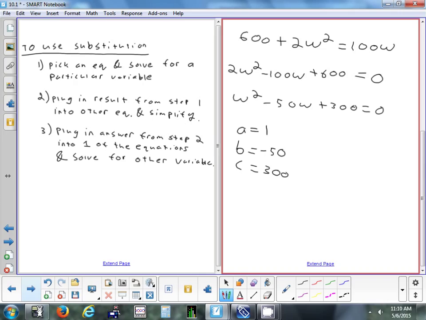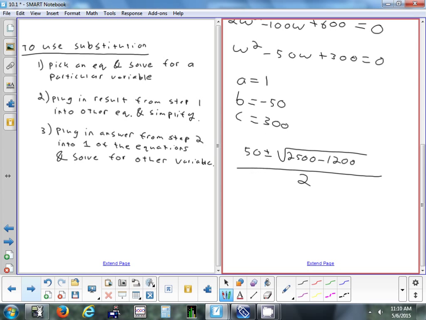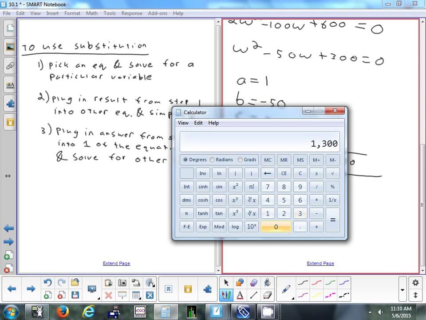Okay, so we get negative b plus or minus the square root of b squared minus 4 times a times c. 4 times a is 4. 4 times 300 is 1,200. Okay, all over 2a. Okay, next I'm going to take the square root of 1,300. Okay, just get that as a decimal. Okay, 36 point, I'm going to go to 3 decimals, 056.